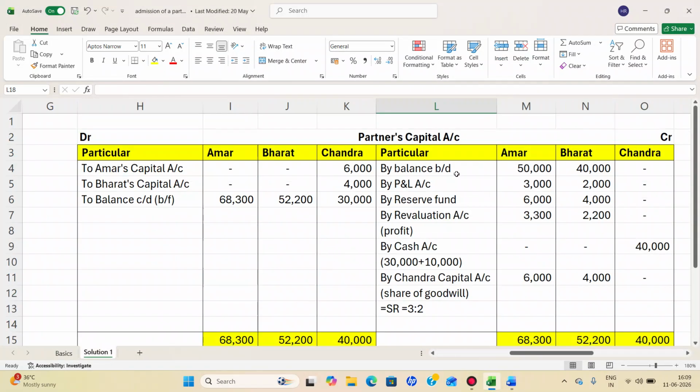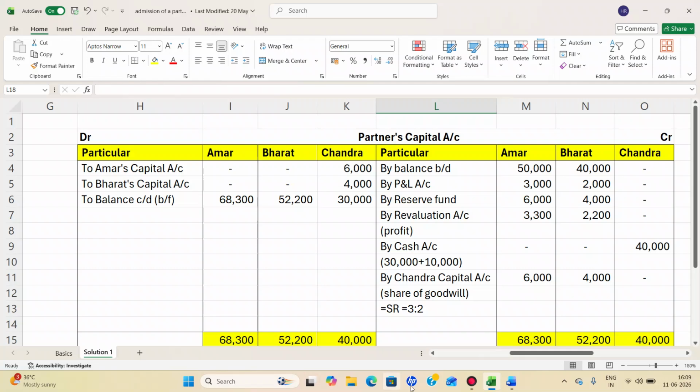First, we have to write here in the credit side, that is by balance brought down. That is 50,000 is Amar's, Bharat's is 40,000. Chandra's column will be nil because it is from old balance sheet.